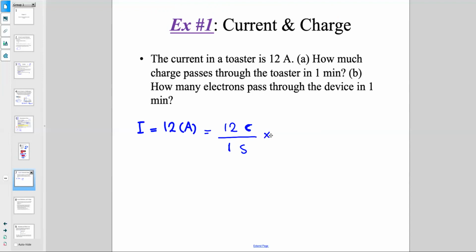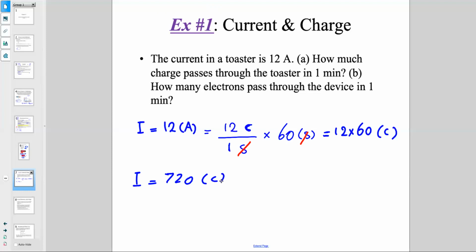Now for 1 minute, or 60 seconds, I have to multiply that by 60. So this second and this second will cancel out their units, and I am left with 12 times 60. The unit for that is coulomb. So in this case, Q is 720.